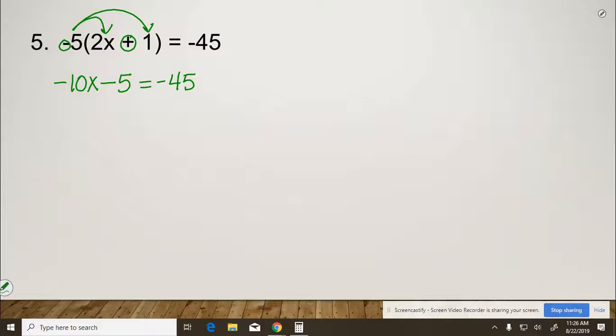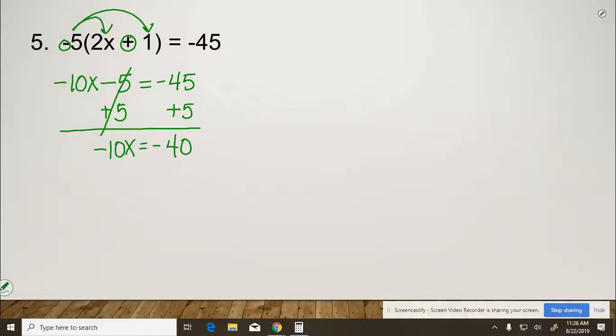Again, now we want to look to get rid of the constant, and in this case, the constant is negative 5. The opposite of negative 5 is positive 5, so we add 5 to both sides, resulting in negative 10x equals some number. Now remember, we talked about this, and you should have learned it last year. When you have different signs, you find the difference. Keep the sign of the number with the largest absolute value. So the larger absolute value would be the 45, so you're going to keep the negative, and then just do 45 minus 5, which results in 40.